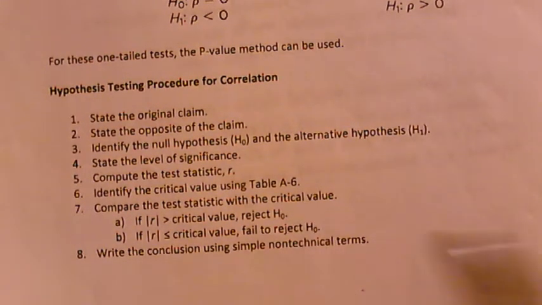Then step number 7 is your decision rule. Now, this only deals with the critical value, but if you use the p-value approach, then you compare the p-value with your level of significance to reject the null or fail to reject the null. And then write your conclusion using simple, non-technical terms.